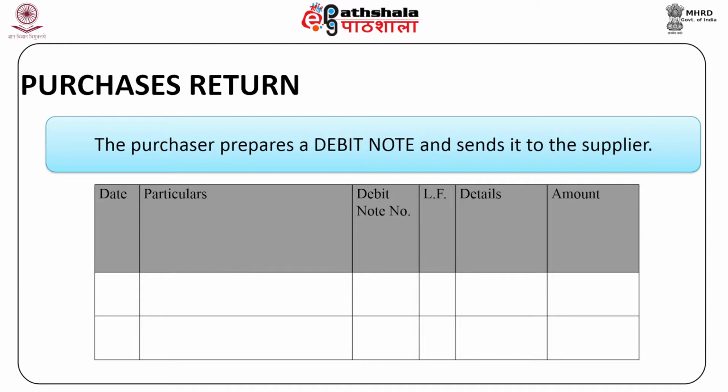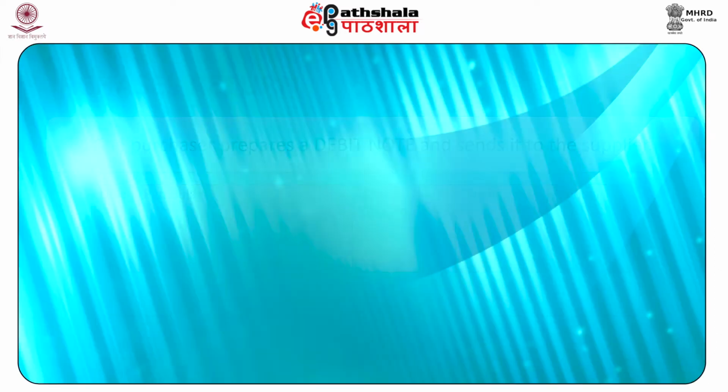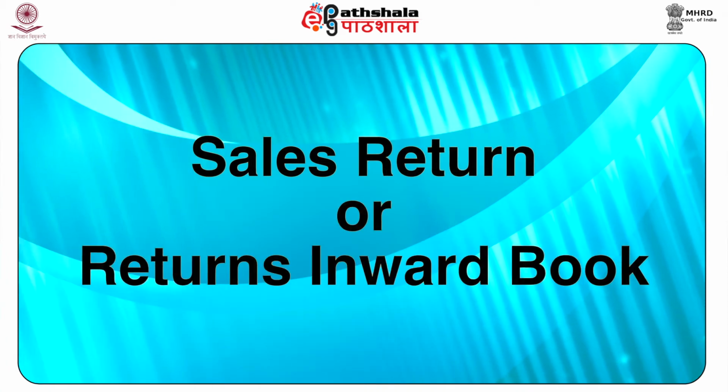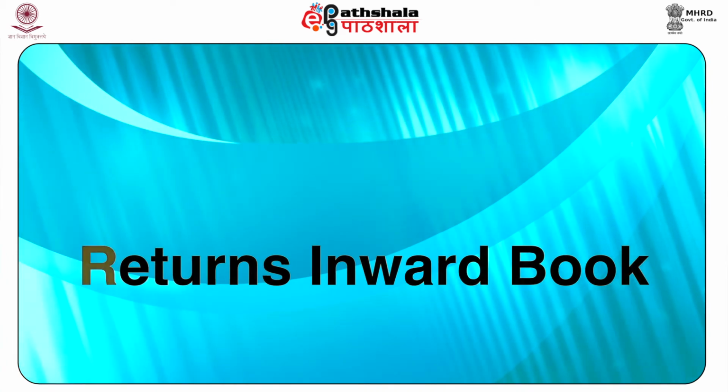The total of the book is posted to the credit of purchases returns account by writing "by sundries as per purchases return book". The account of suppliers is debited with the corresponding amount on the date of the transaction itself by writing "to purchases return account". Then, sales return or returns inward book.